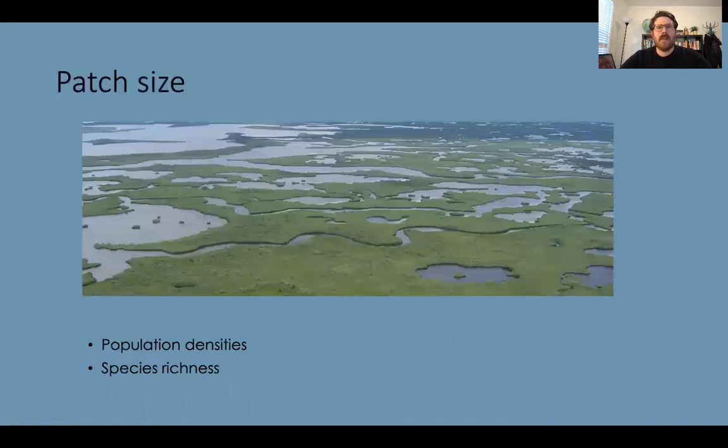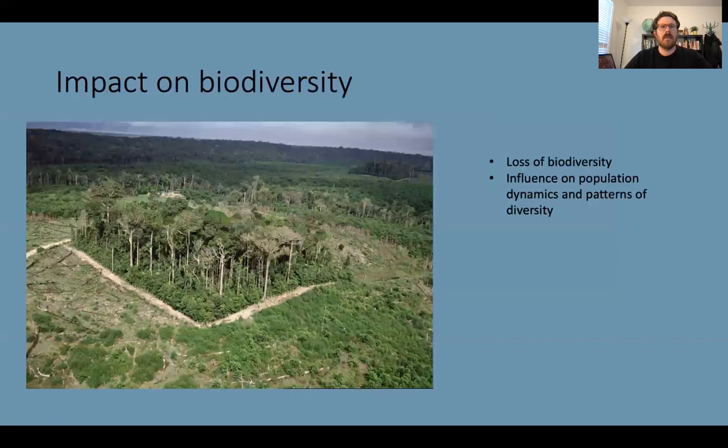Likewise, patch size can affect population densities and species richness by influencing immigration rates, habitat selection, and extinction probabilities. Additionally, habitat area is associated with the amount of complexity and resources within a patch. Habitat fragmentation is often a contributing factor to declines in biodiversity, which really highlights our need to improve our understanding of how patch size and landscape connectivity influence population dynamics and shape patterns of diversity in terrestrial and aquatic habitats.